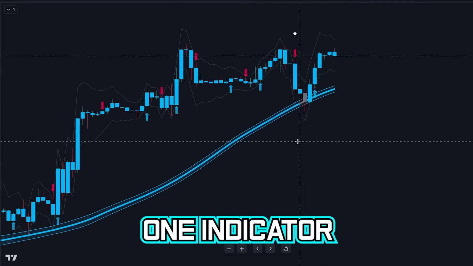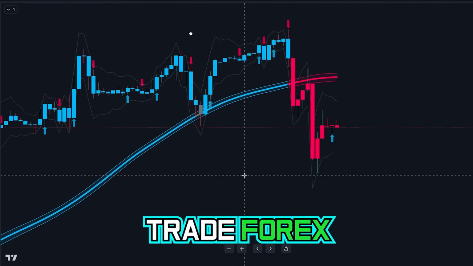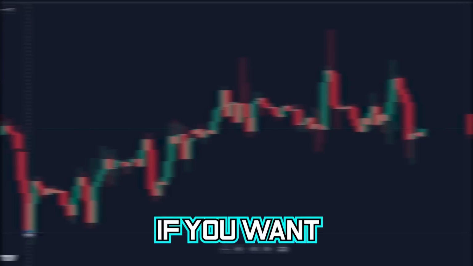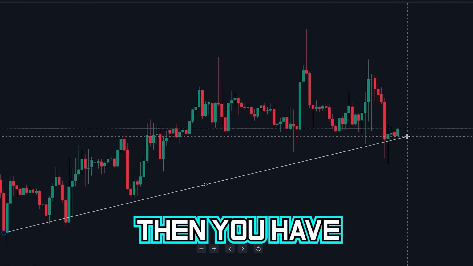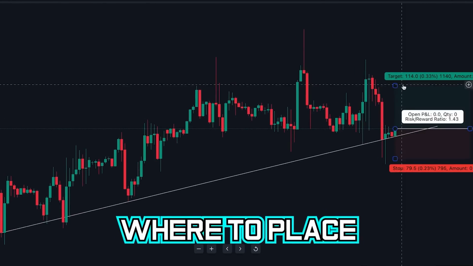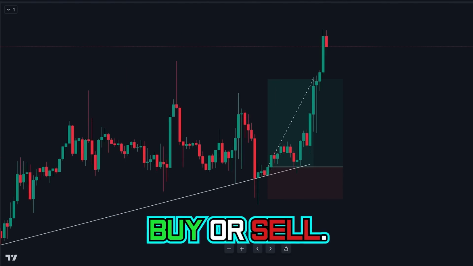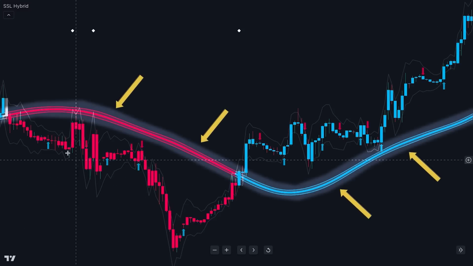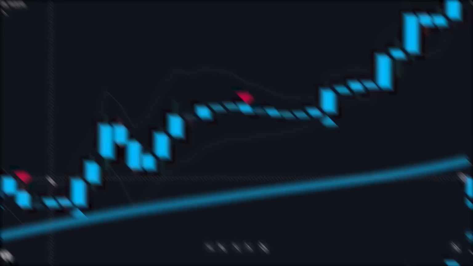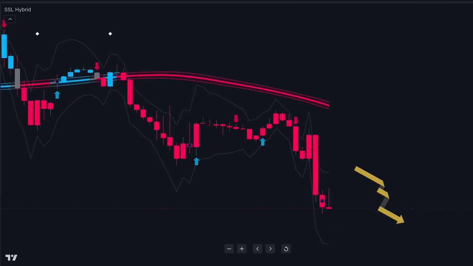This free all-in-one indicator is perfect for you if you trade Forex, stocks, or crypto. If you want to be a profitable trader, then you have to understand the current trend, where to place your stop loss, and when to click buy or sell, and this indicator provides an advanced trend detection tool, exact areas to set stop losses, and super accurate buy and sell labels.